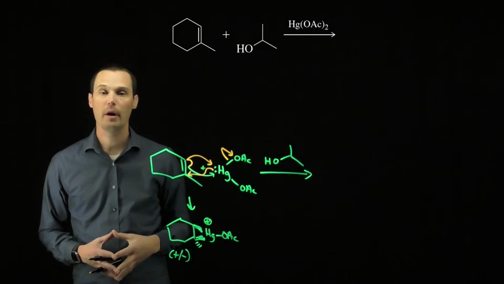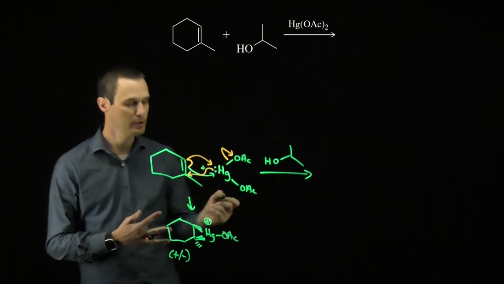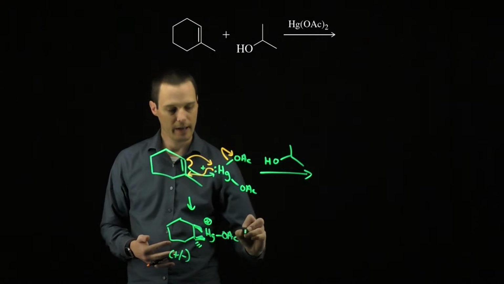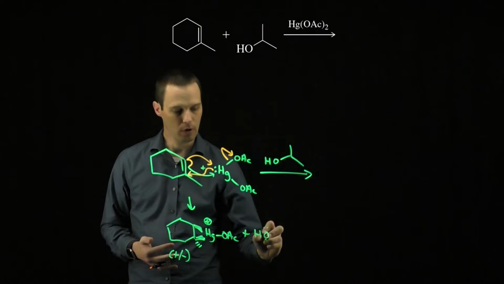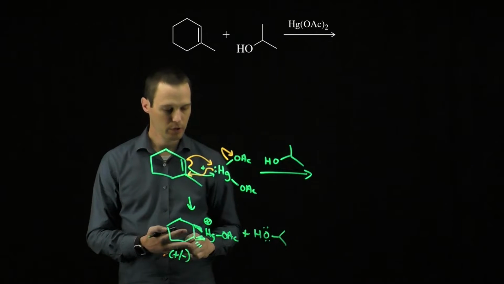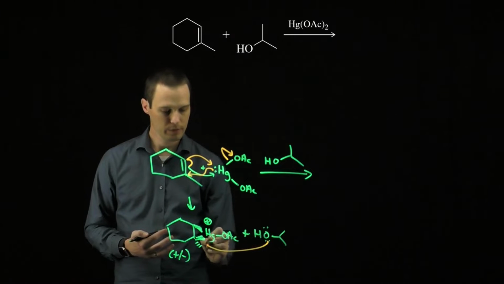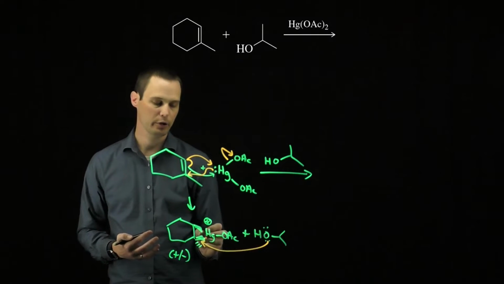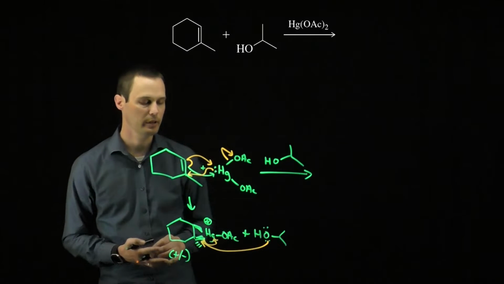Next, typically we would have water come and open up this mercurinium ion, but here we're doing the alkoxymercuration, so we have an alcohol instead of water. We'll use a lone pair on this alcohol to attack the most substituted carbon of the mercurinium ion, breaking open the carbon-mercury bond, restoring electrons to mercury.